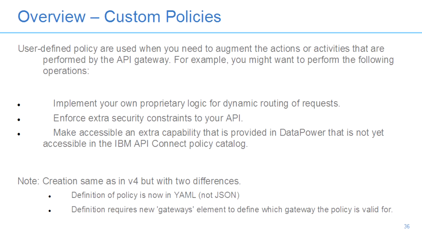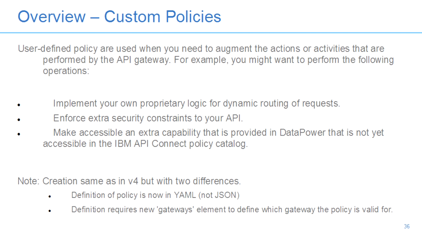And the last one I'm going to cover is the custom policies. The custom policies are very similar to what we provided in version 4, with one or two slight differences. The custom policies are used to implement your own logic. So if we don't have an out-of-the-box policy that provides the support you want, you can write your own policy, load that into the catalog that you're using, and then use that within your assembly flows for your APIs.